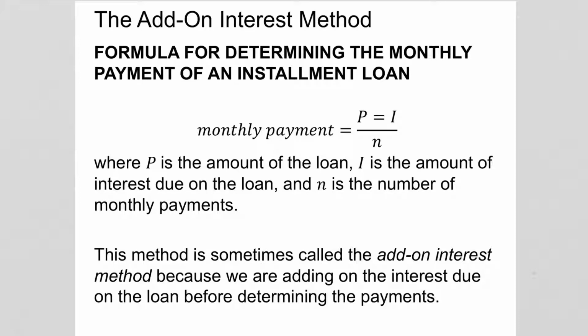So, the add-on interest method. To determine the monthly payment, there is something wrong with this picture. That should be P plus I. I'll make sure that's fixed on your notes. Okay. So to find the monthly payment, take your principal, add the interest, and divide by N, where N is the number of monthly payments.